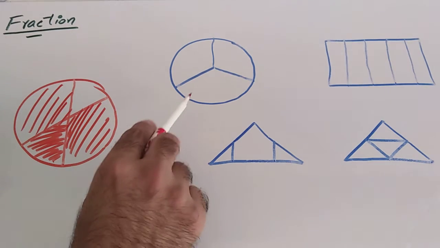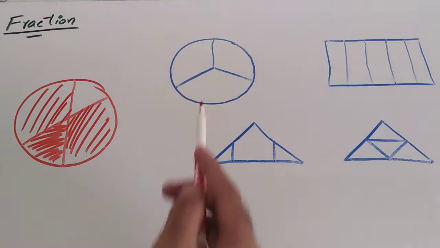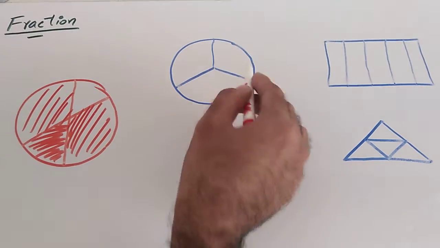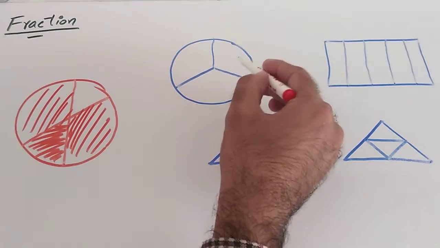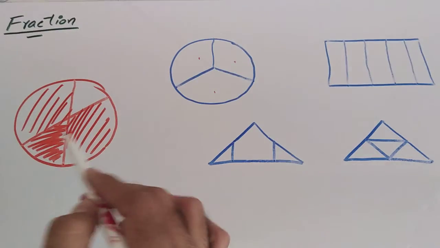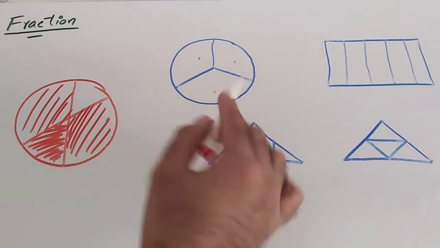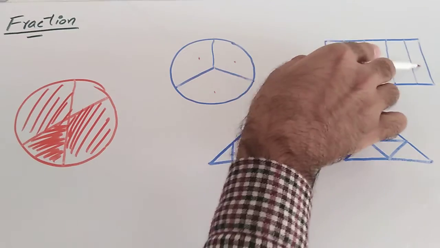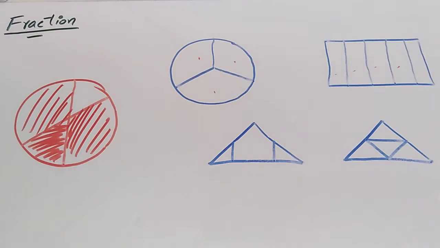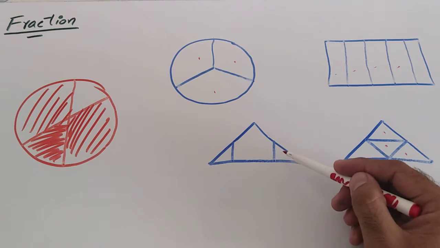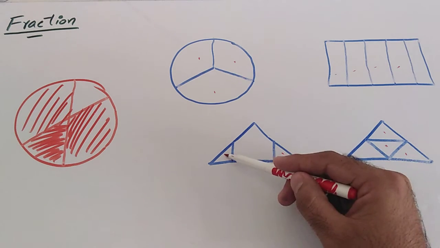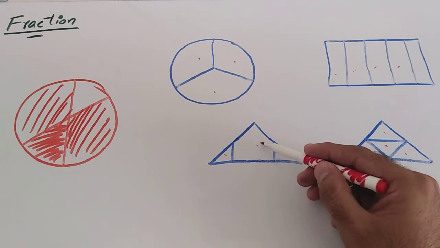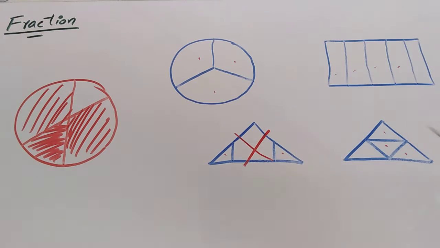So let's say I have some shapes over there. You can see this shape has three equal parts, right? All these parts look the same, so this represents a fraction. 1 2 3 4 5 represent an equal number of pieces, so it is a fraction. 1 2 3 4 represents an equal number of pieces, so it's a fraction. But this one, you can see this part and this part are smaller than this part, so this doesn't represent a fraction. I'll just cross it out.